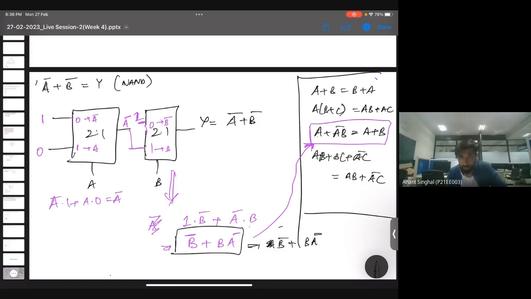Okay, so someone is saying a bar plus b bar. Yeah, so this is correct, that it will correspond to b bar plus a bar, which is nothing but a bar plus b bar, since it is commutative. And this is nothing but a NAND gate.